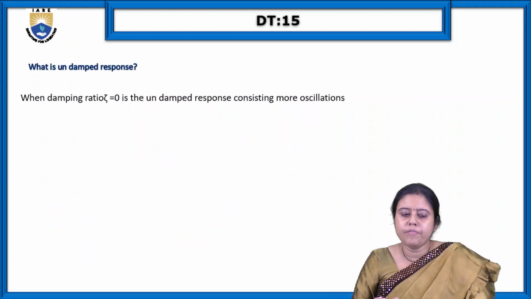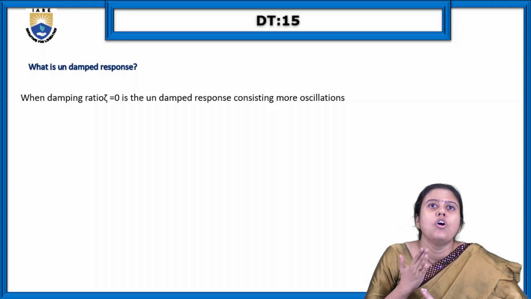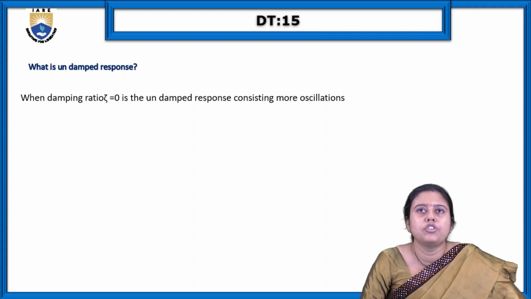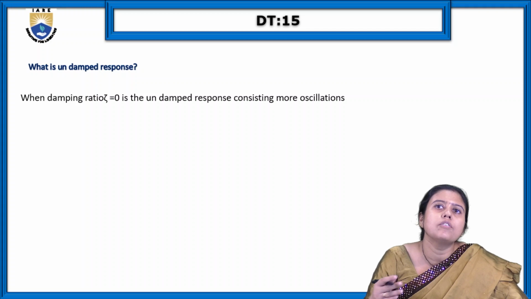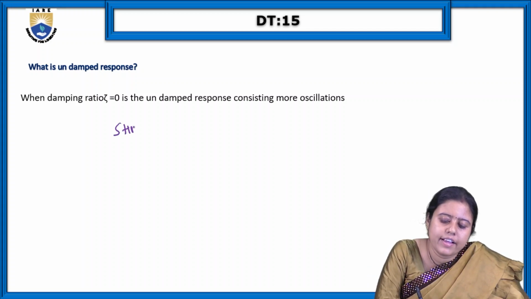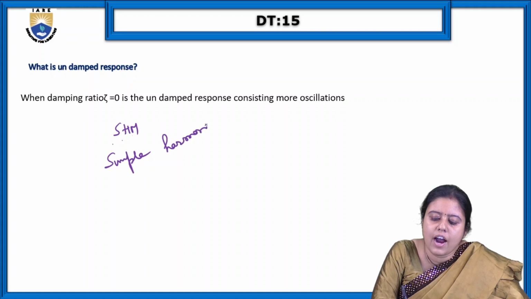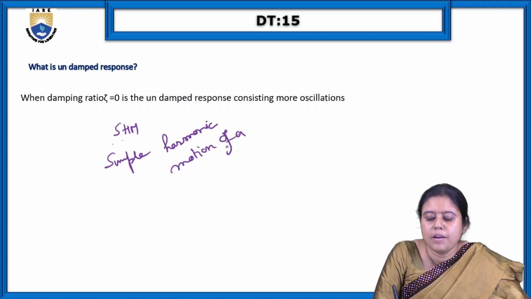Now we are moving to question number 15. What is an undamped system? As we discussed, when the damping ratio is equal to 0, it shows an undamped response consisting of continuous oscillation. What is the example? SHM, simple harmonic motion of a pendulum.